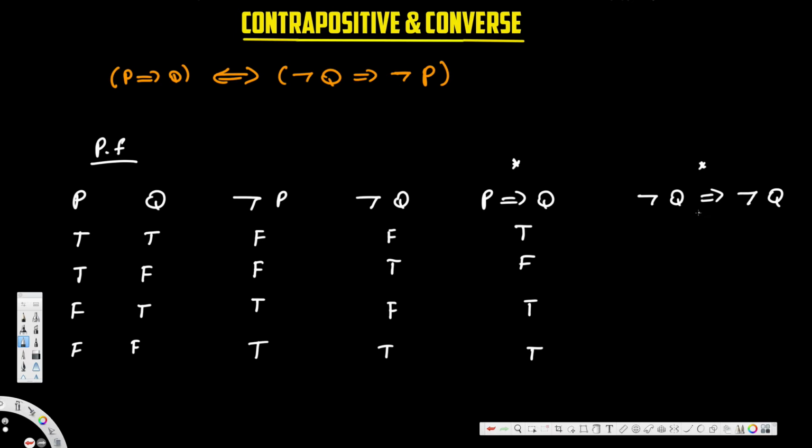For this one, let's look at not Q implies not P. Now not Q is false, that's the premise, false. If both of them are false, this is true. And not Q, that's the premise, true, and not P false. The only time implies becomes false is when the premise is true and the conclusion is false.